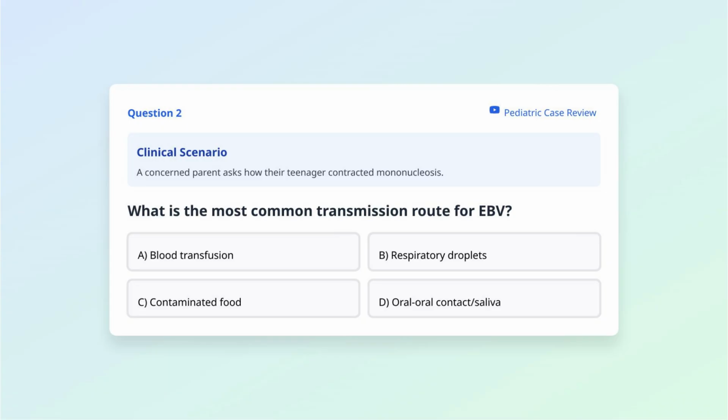A concerned parent asks how their teenager contracted mononucleosis. What is the most common transmission route for Epstein-Barr virus? Is it A. blood transfusion, B. respiratory droplets, C. contaminated food, or D. oral contact/saliva? Consider the typical ways this virus spreads among adolescents and young adults.